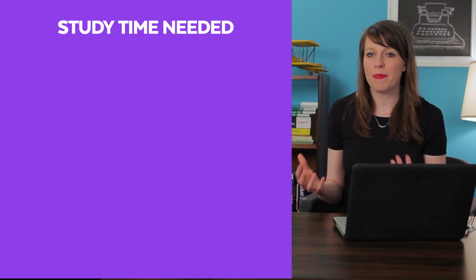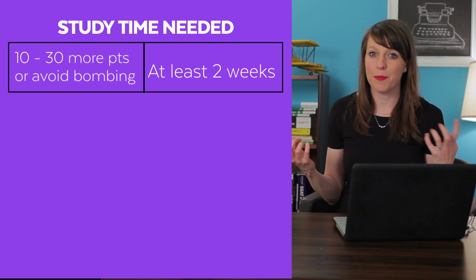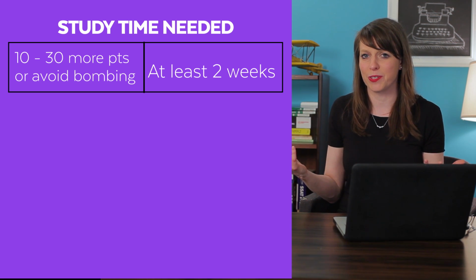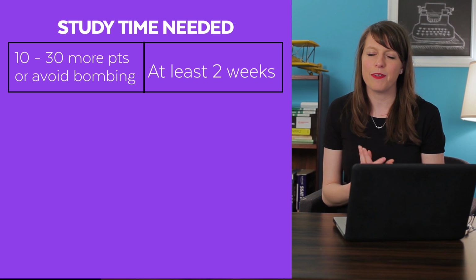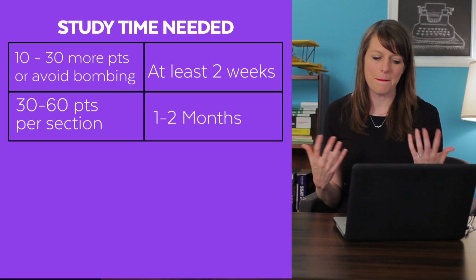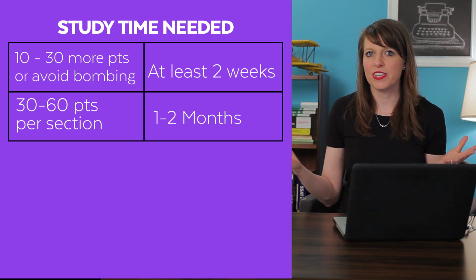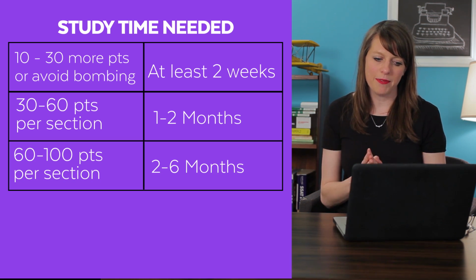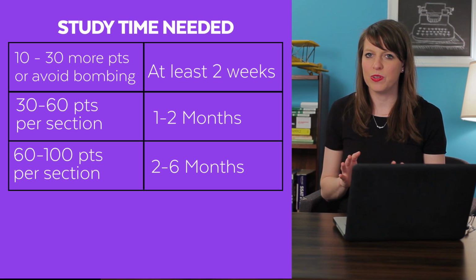So if you're looking to score maybe 10 to 30 more points or just sort of avoid a personal bomb, you just don't want to totally bomb this test because you had no idea what was going on going into it, then I recommend that you study for at least 2 weeks. Next, if you're looking for like 30 to 60 points, say a modest increase in each section, you could study for maybe 1 to 2 months. If you're looking for 60 to 100 points per section, I would say that's probably more in line with 2 to 6 months of prep.